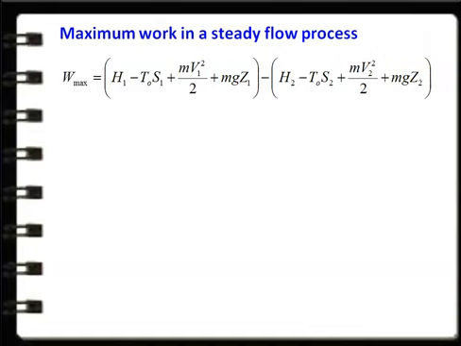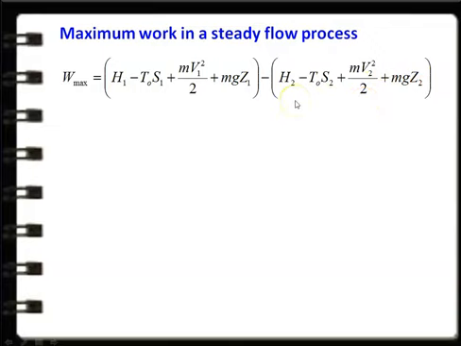There is another type of process, that is the closed system, non-flow process, where mass remains constant, only the energy crosses the boundary of the system. Now we take the steady flow process, the maximum work in a steady flow process. We are writing the steady flow energy equation, W max equal to H1 minus T0 into S1 plus mV1 square by 2 plus mg into Z1, minus H2 minus T0 S2 plus mV2 square by 2 plus mg into Z2.